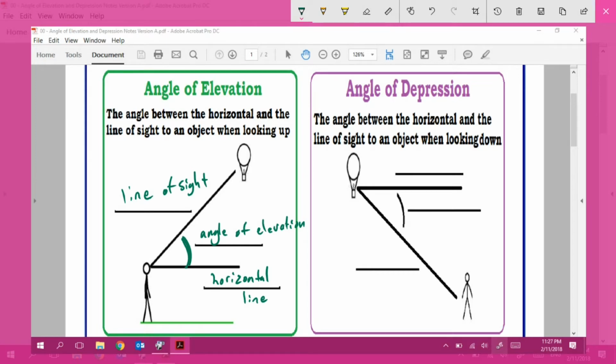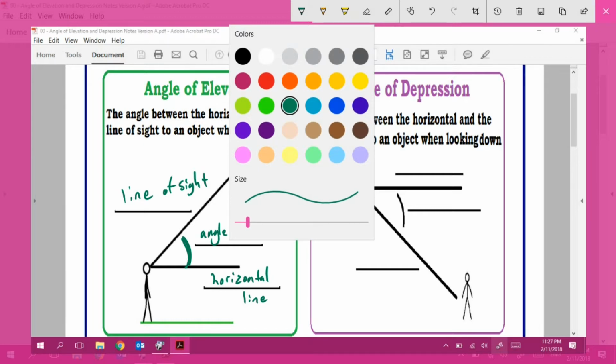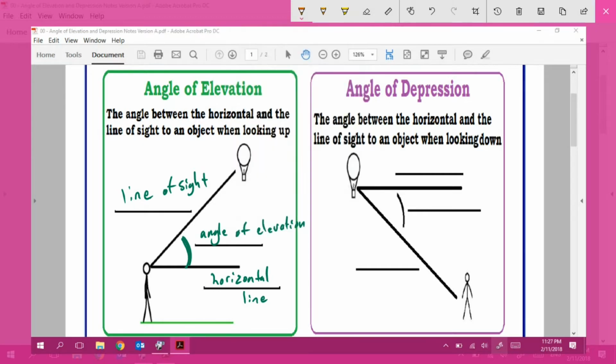All right. Now, what's the angle of depression? It's the same thing, except you're looking downwards, okay? So check this out. You're going to have your horizontal line right here. You're going to have your line of sight. And then we're going to have our angle of depression. So you see, the guy in the hot air balloon, he's looking down at the guy on the floor. Therefore, it's an angle of depression, not an angle of elevation. If you're the guy on the floor and you're looking up at the guy in the hot air balloon, then it's the angle of elevation. All right, so write that down.